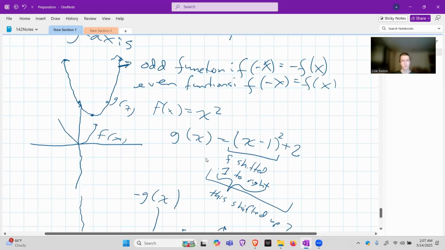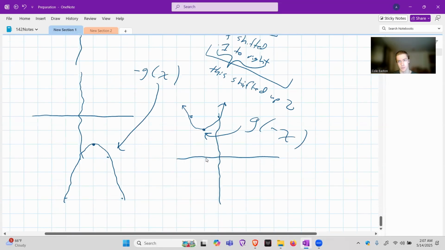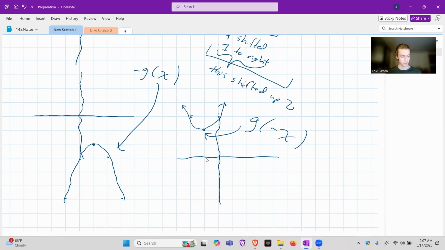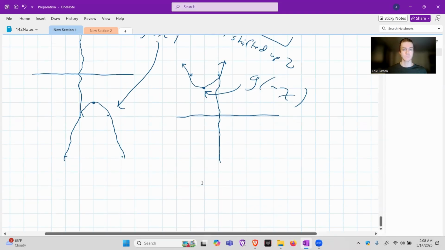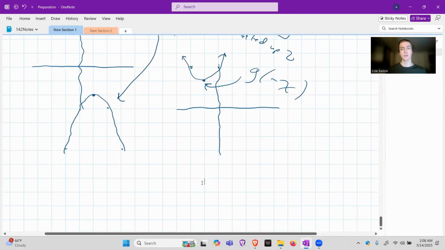Okay, so that's basically what we need to know about graph transformations. Just a quick rundown. If you're feeling totally lost with this, it might be a good idea to look up some more videos about this stuff, because it will come up a little bit, but this is kind of just the gist of what you're going to need to know.